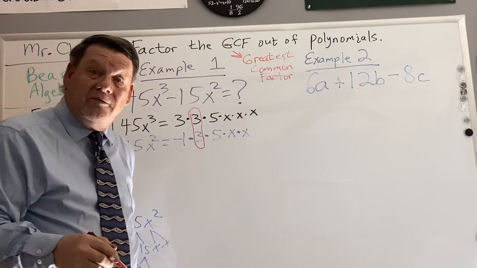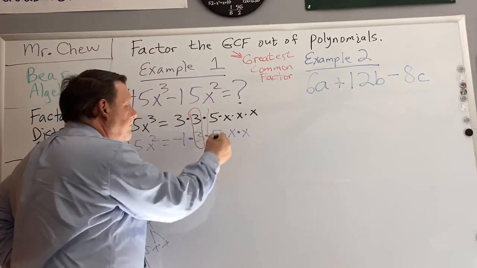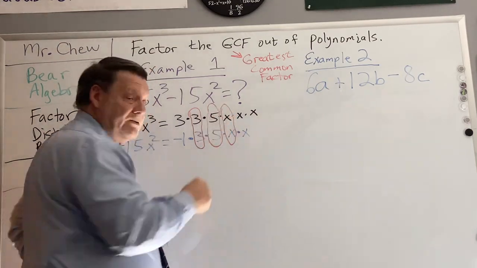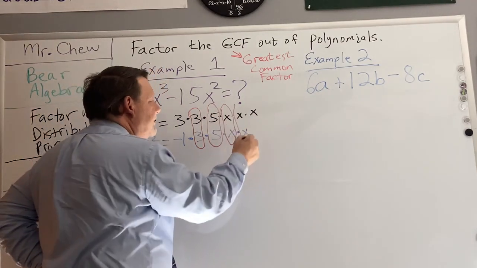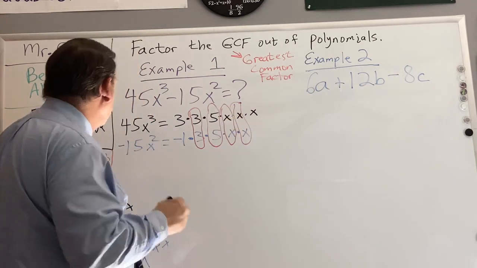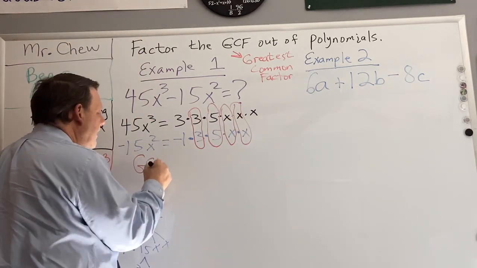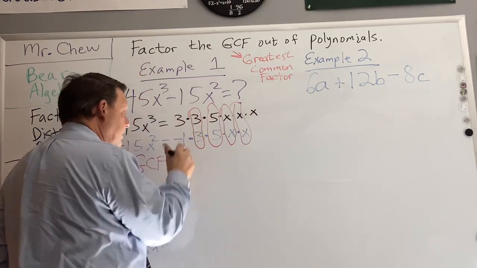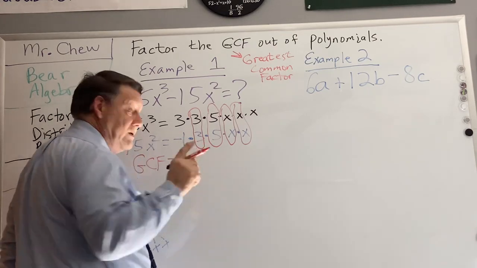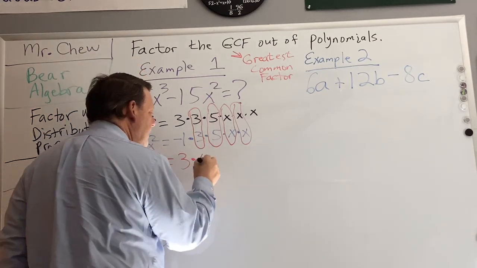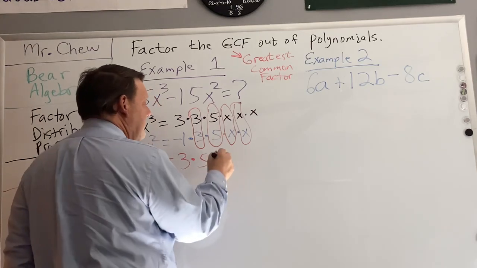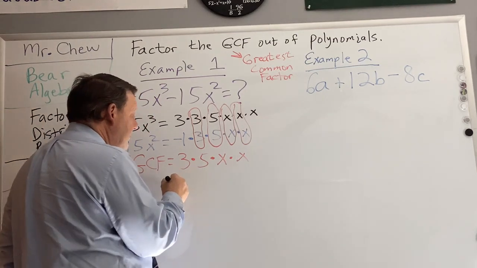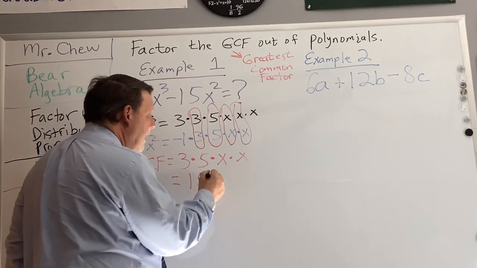Well, 3's in both of them. And then I circle the 5 because that's in both of them. And I circle that first x because it's in both of them. And I circle the second x because it's in both of them. So now the GCF is the product of everything that I circled. I circled a 3, so we're going to just write 3 one time. I circled a 5, write it one time. I circled an x and an x. Now we simplify that. So the GCF is 15x squared.